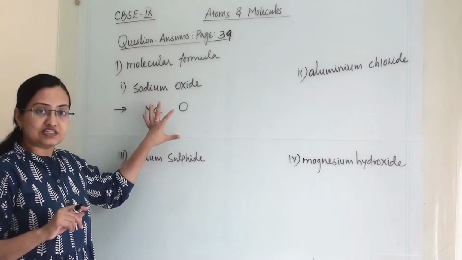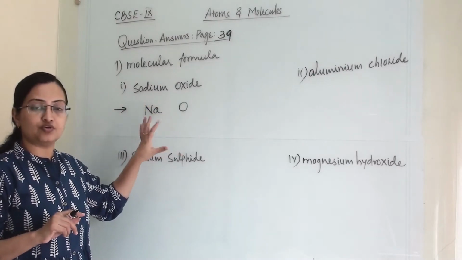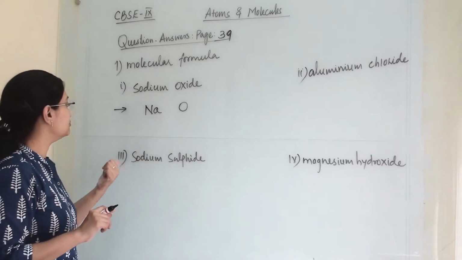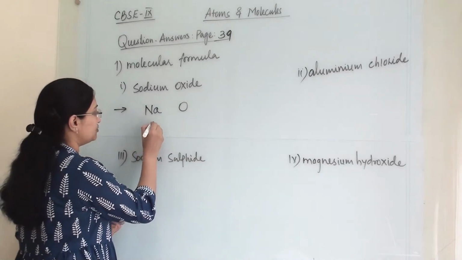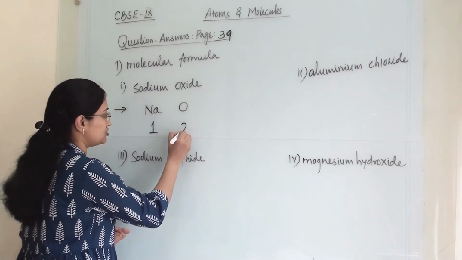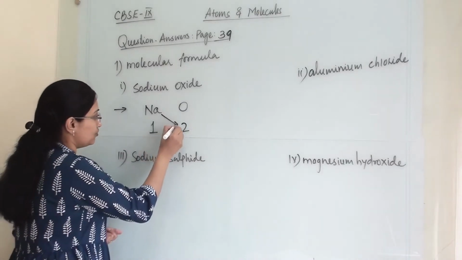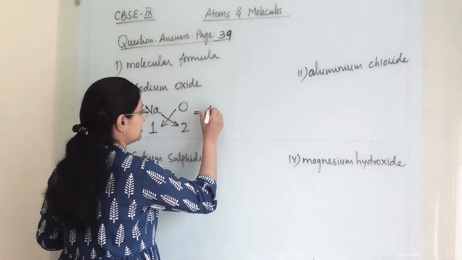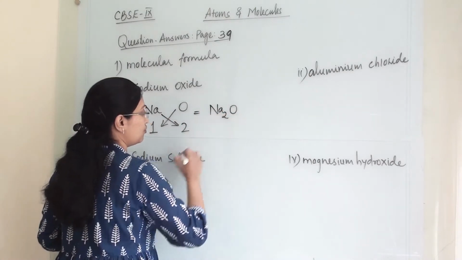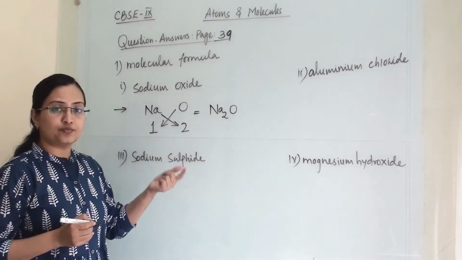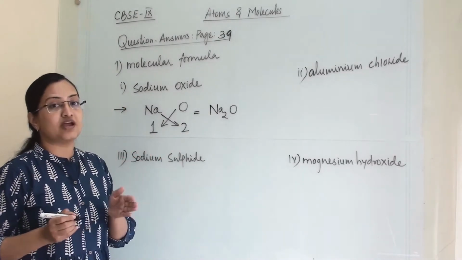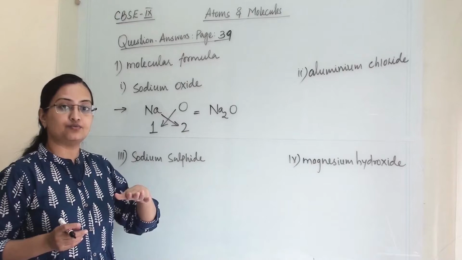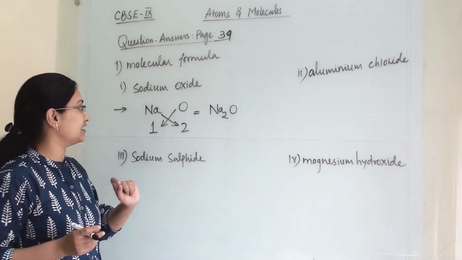For all these details, I have made one separate video. I have given that link in the description. You can go through that video and then come back to this. Here, sodium's valency is 1 and oxygen's valency is 2, so we will do the crisscross method and write the molecular formula Na2O. I have also made one separate video on how to write a molecular formula. If you have any doubt, please go through that video. I have given the link in the description for that as well.